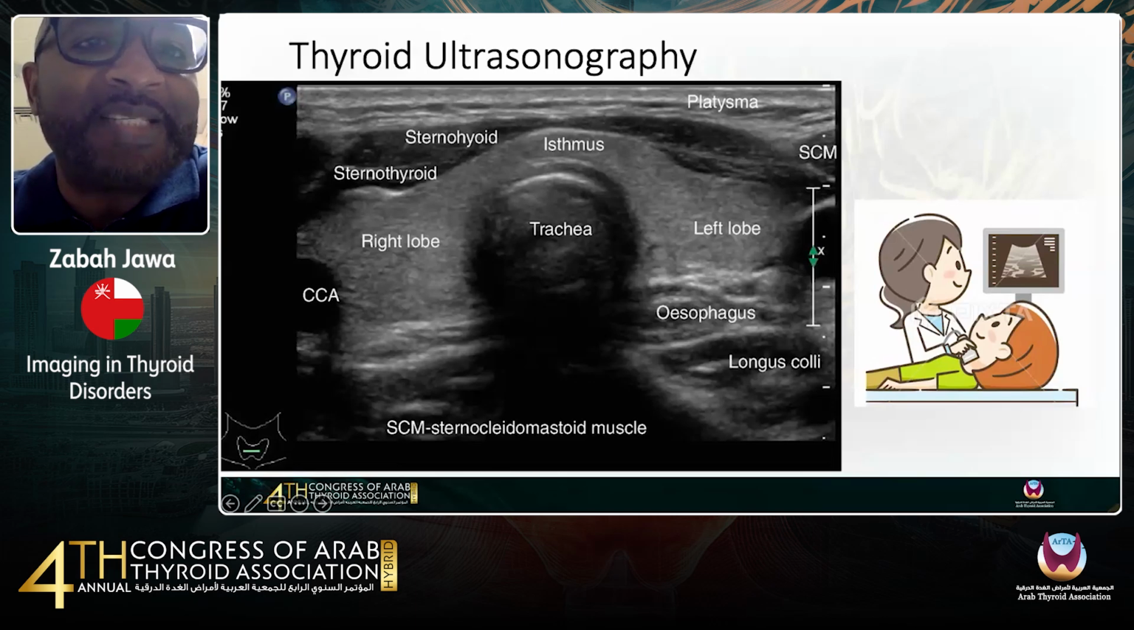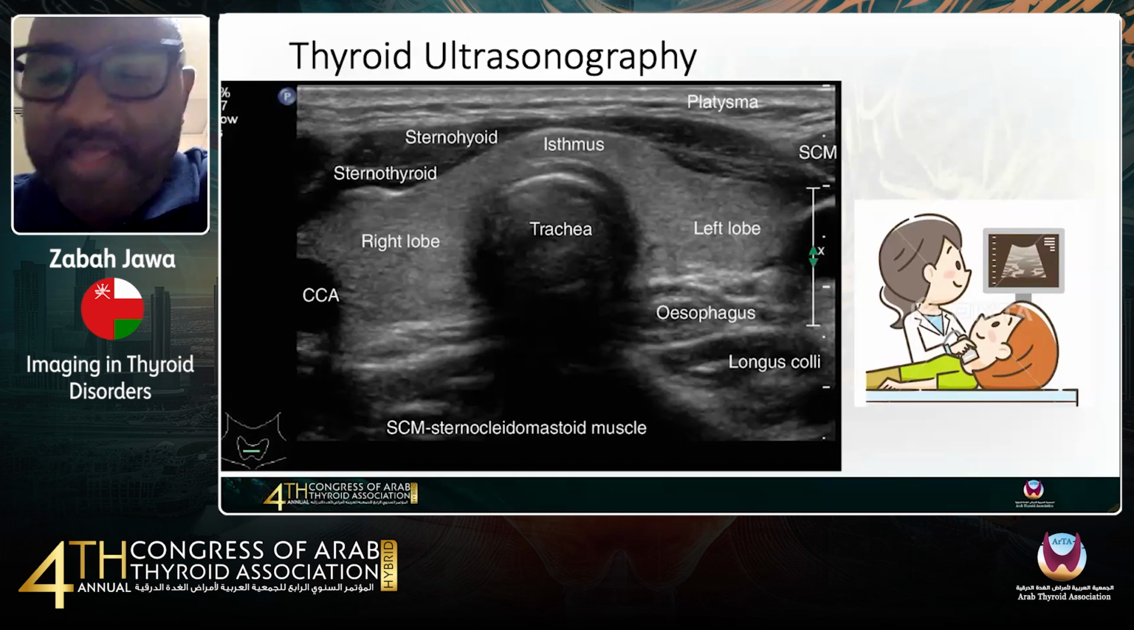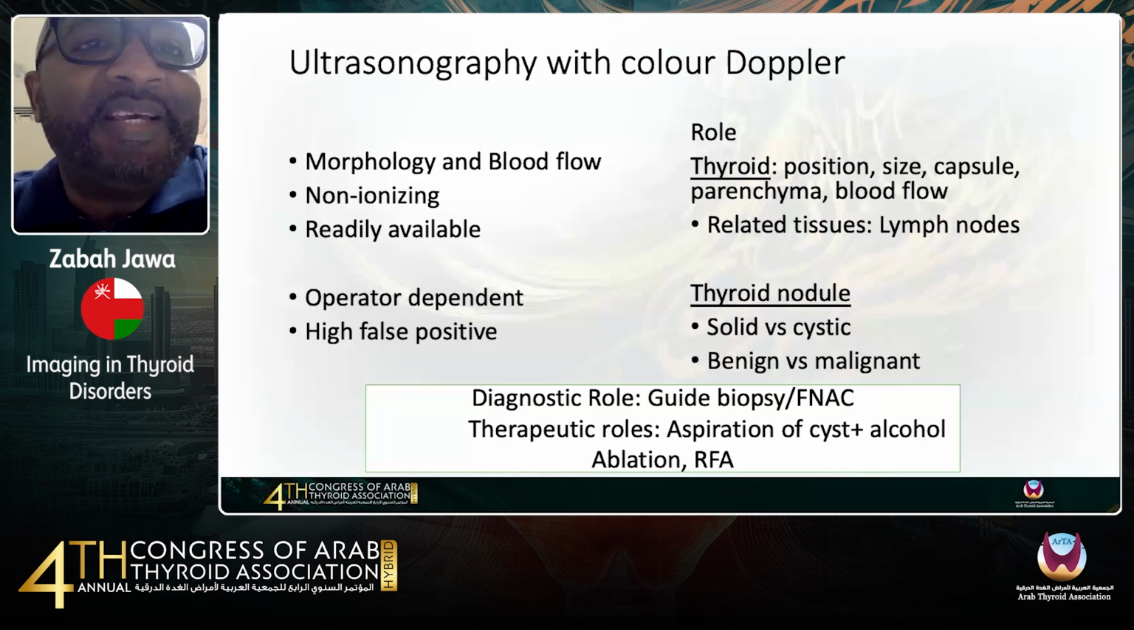It also helps you to assess the surrounding tissues like lymph nodes, the esophagus, and other related neck structures in relationship with the thyroid. It gives you morphology, and if you use a Doppler, it can also give you the blood flow to the thyroid. It is non-ionizing, like we said.